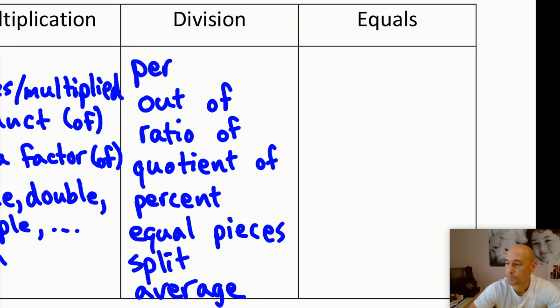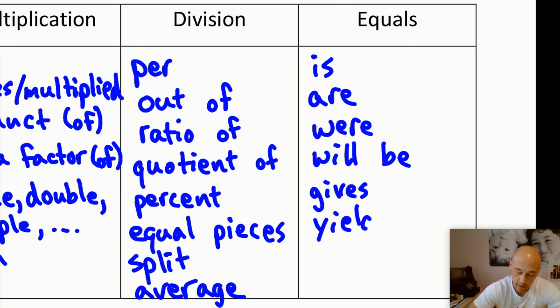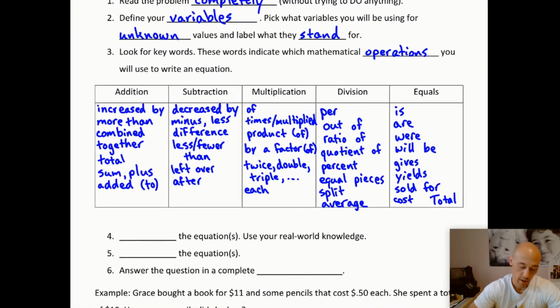For equals, here you'll see is, are, were, will be, gives, yields, sold for, cost, and total. So those are some of the things you'll see for equals.